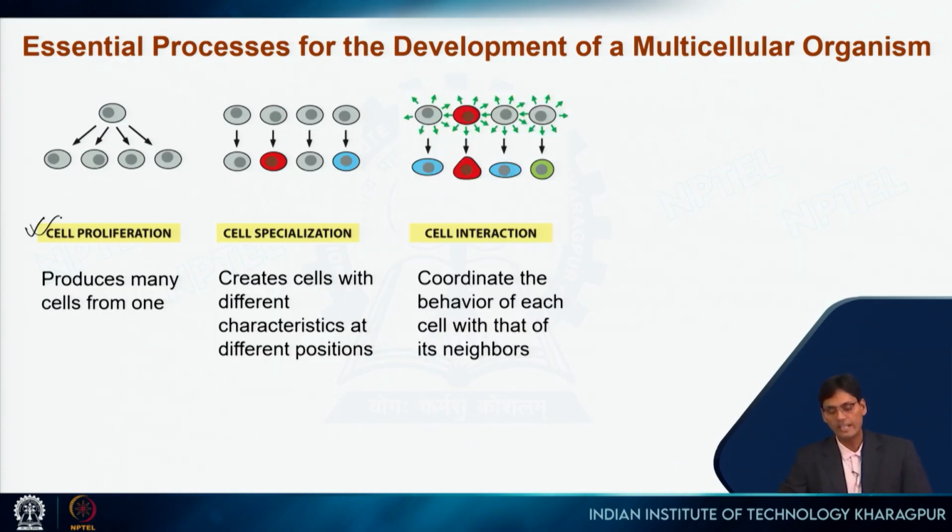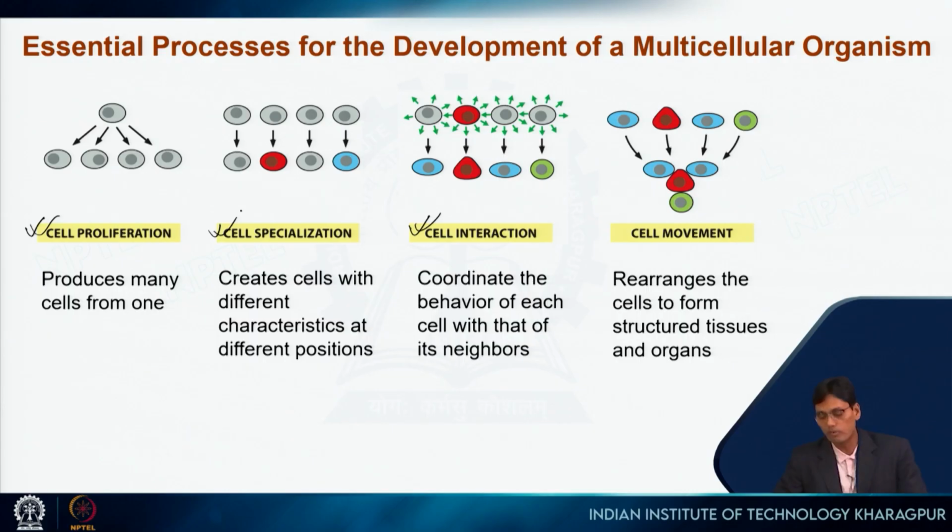And very importantly, number 3 is cell-cell interaction, or just say cell interaction. Coordinate the behavior of each cell with that of its neighbor. Although we have many cells in our body, they are regulated. They coordinate with each other, they influence each other so that they can help different types of specific function in our body. So this is absolutely important for a multicellular organism.